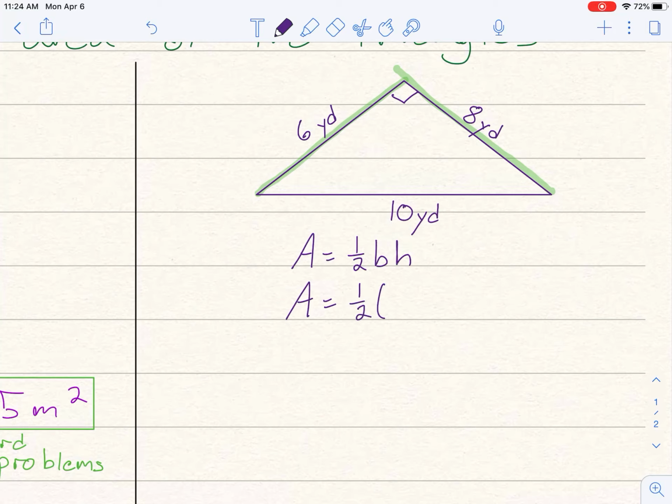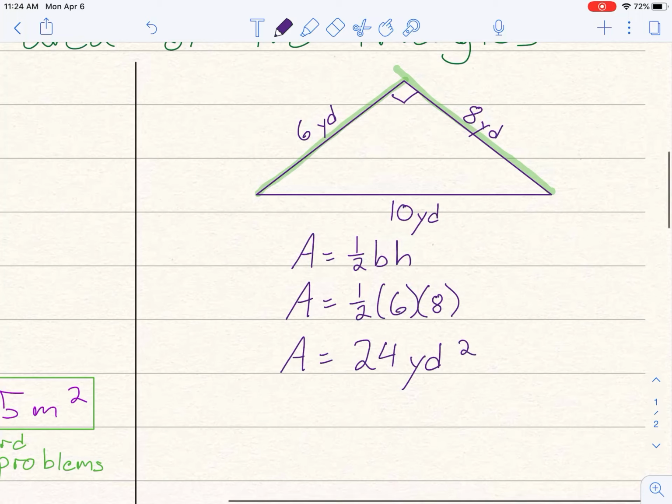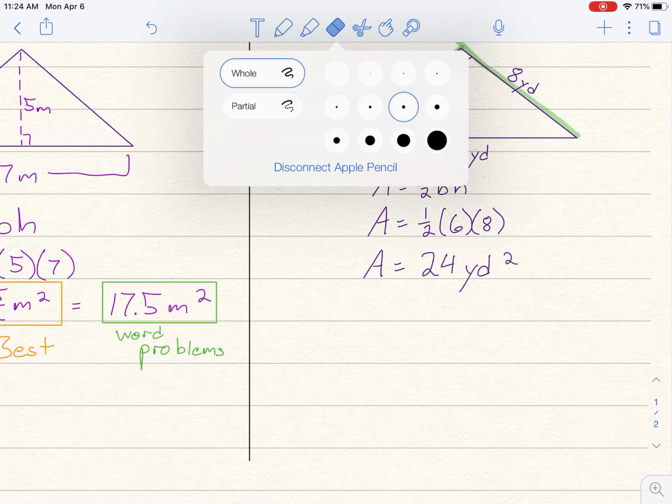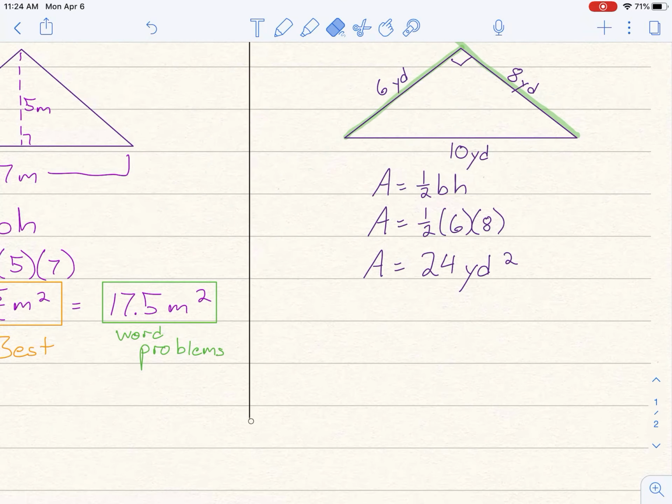So my area here is going to be half of 6 times 8. So my area is 24 yards squared. So in right triangles, your legs are your altitude and your base, or your base and your height. So those are two pretty standard examples there.